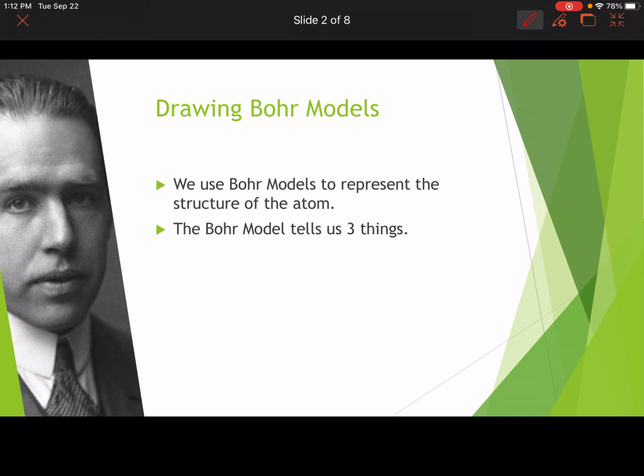us three things. Hold on a second here. Find my sheet. Okay, so the Bohr model is going to tell us three things.